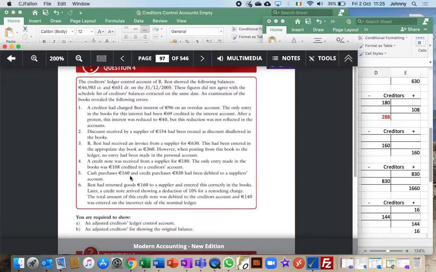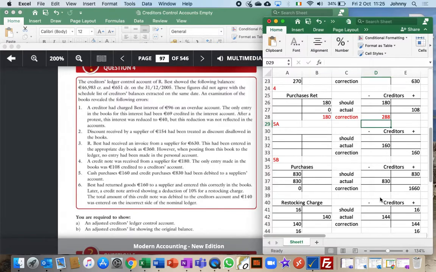It should not have gone anywhere in the accounts, because we bought the goods and we paid for them. So we don't owe more or less, we owe the same. So whatever we did do, we're just going to cancel. So I said it was debited to the supplier's account, so I'm going to credit the suppliers to get rid of the 160. So it should never have been put into creditors or anywhere else.